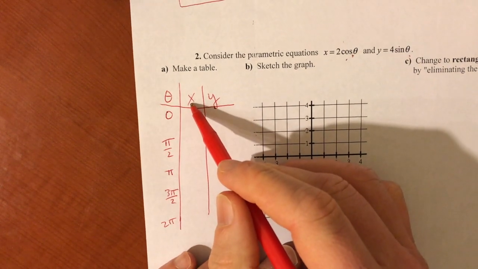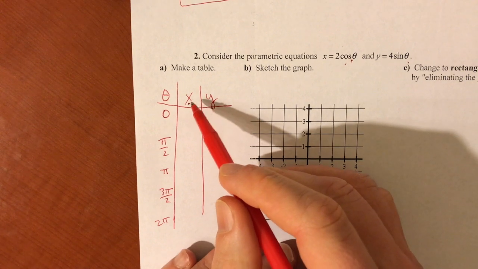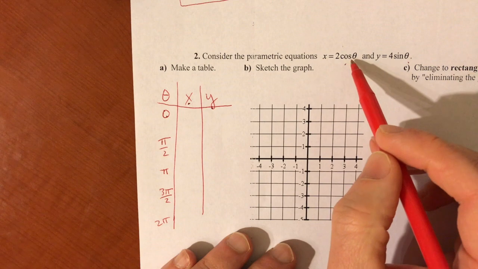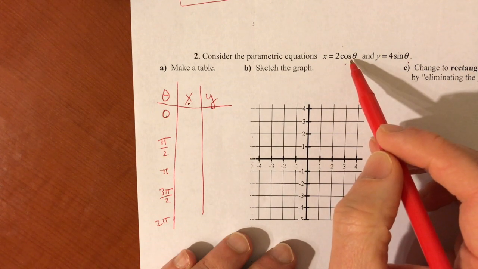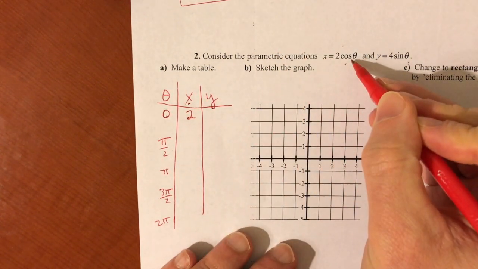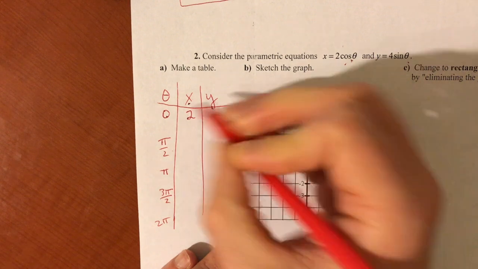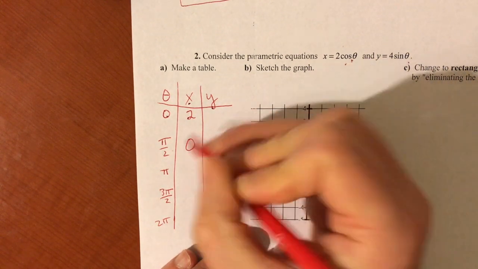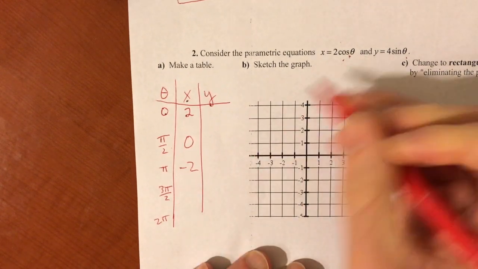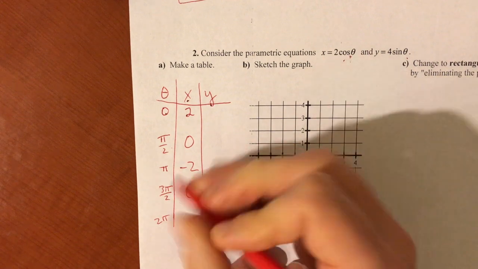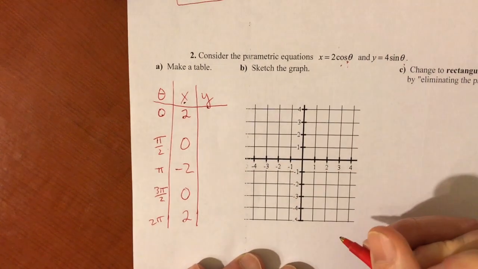So I'll do all the x's first. Now this is going to give you a little warm-up, getting back in touch with your unit circle here. But plugging 0 into here, 2 cosine of 0. Cosine of 0 is 1. 1 times 2, 2. Plug pi over 2 in. Cosine of pi over 2 gives you 0. Plug in pi. Cosine of pi is negative 1, so we get negative 2. 3 pi over 2, we get 0 again. And 2 pi, we get back to being 1, so we get back to being 2 there.